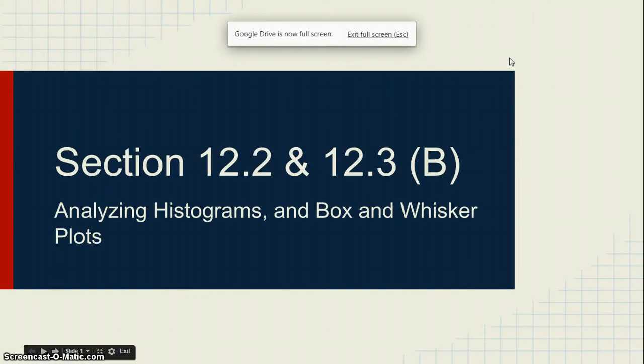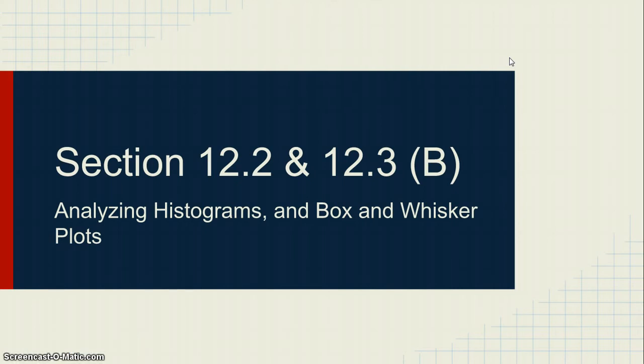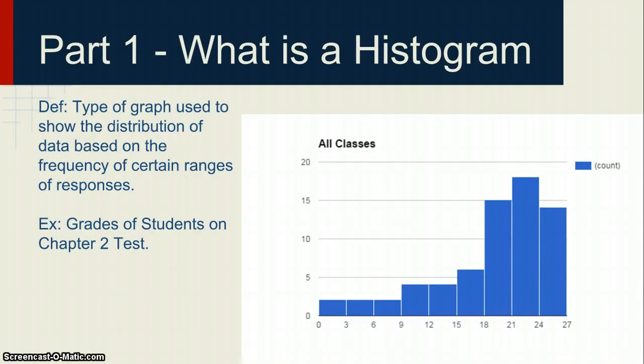This is the second half of our 12.2 and 12.3 notes. Yesterday we covered standard deviation and how to make a histogram and a box and whisker plot. Today we're actually going to talk about what we do with histograms and box and whisker plots and how we start to analyze some of the data that we've got in them. So let's get started. Part 1.